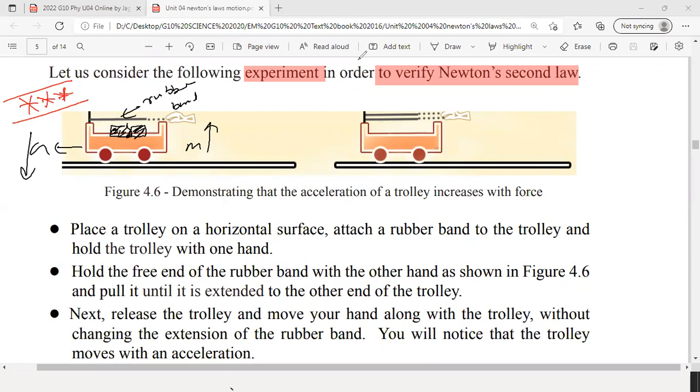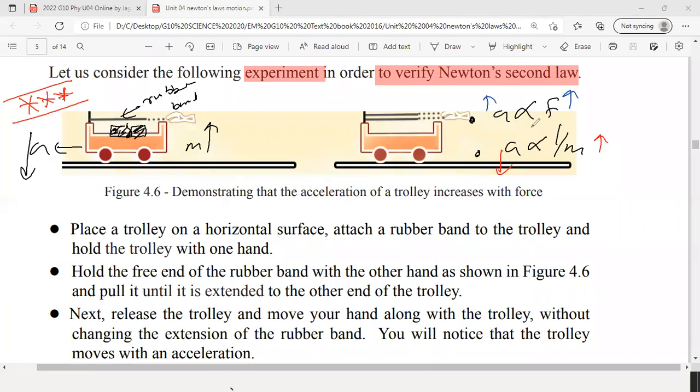What is Newton's second law? When the force increases, acceleration increases. So we write force is directly proportional to the acceleration. That is the first fact. The second fact is that acceleration is inversely proportional to the mass. So we write A is directly proportional to force, and A is inversely proportional to the mass, 1 over m. When the mass increases, acceleration decreases. And when the force increases, acceleration increases.